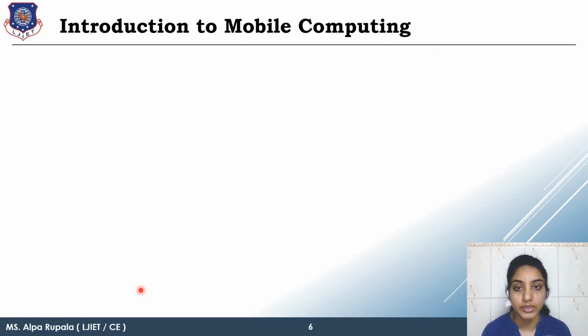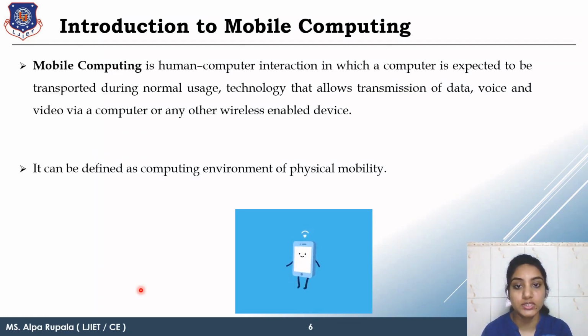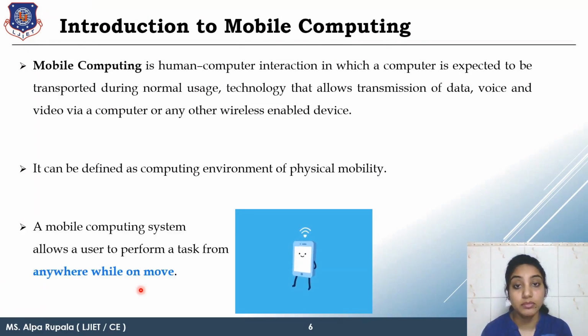Introduction to mobile computing. First of all, we need to understand the term mobile. Mobile means anything which can move or which is movable. We want to connect or use our technology while we are moving, and this is known as mobile computing. It is human-computer interaction by devices in the form of wireless communication, and we are using it while we are mobile.